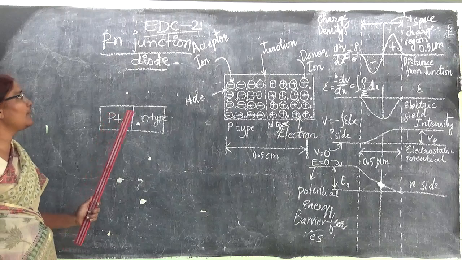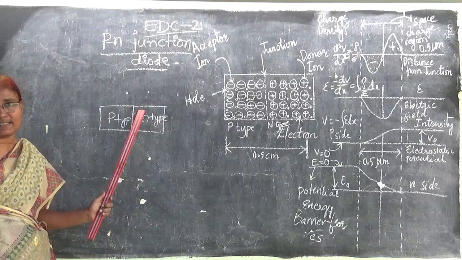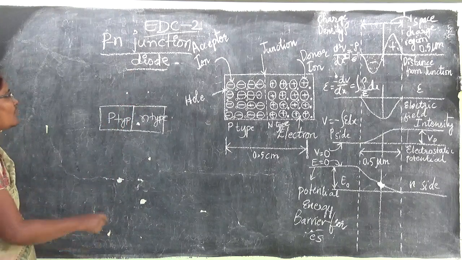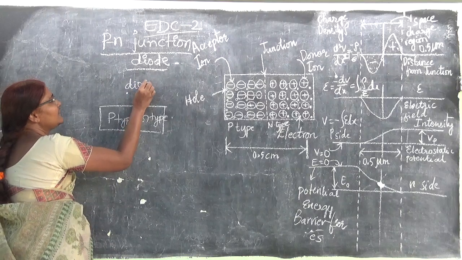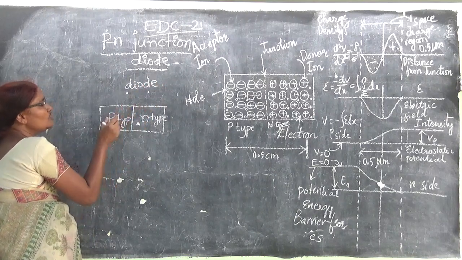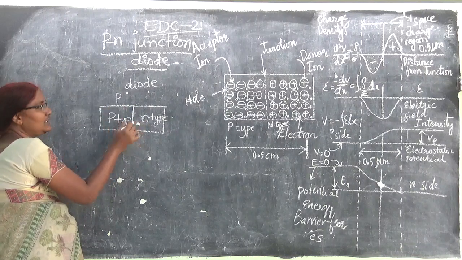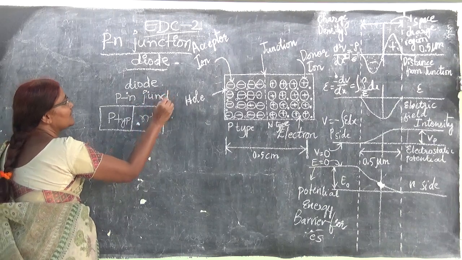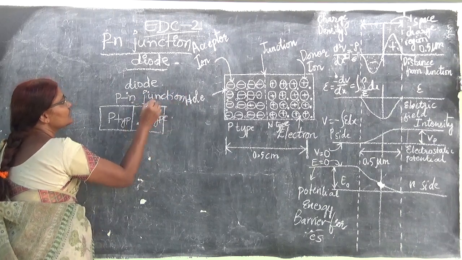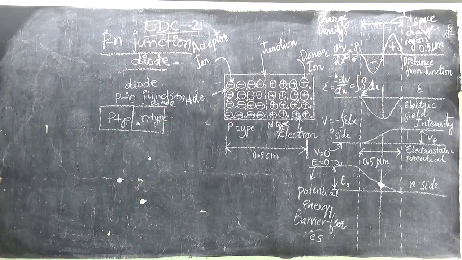So this is the basic electronic device. This is called a diode, in which we will have two semiconductor materials and they will form a junction, and that is called a PN junction. PN junction diode is the name of this device.